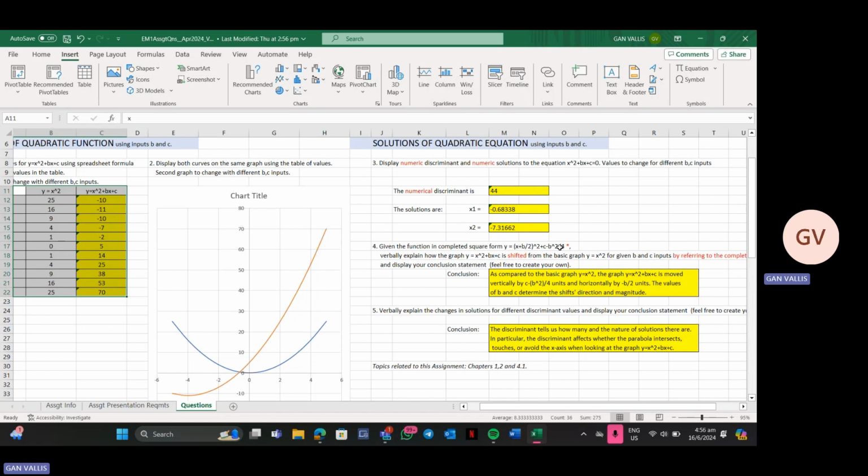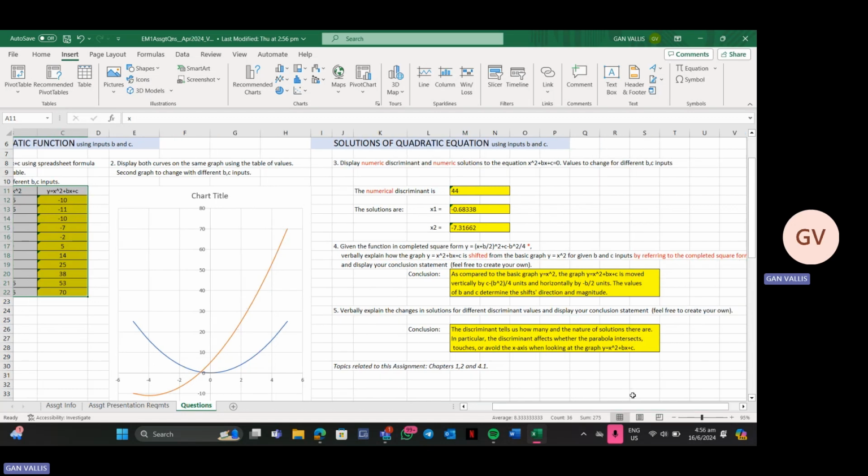For question 4, given the completed square form, we can relate it to the basic graph y equals x squared by considering the effect of parameters b and c on the transformation. Firstly, note that (x plus b divided by 2) squared shifts the graph horizontally. Specifically, it shifts the graph b divided by 2 units to the left if b is positive and b divided by 2 units to the right if b is negative.